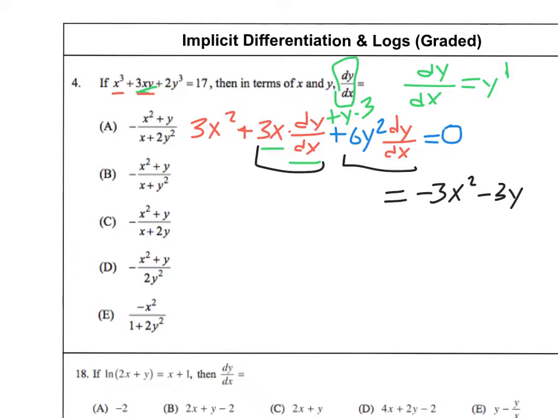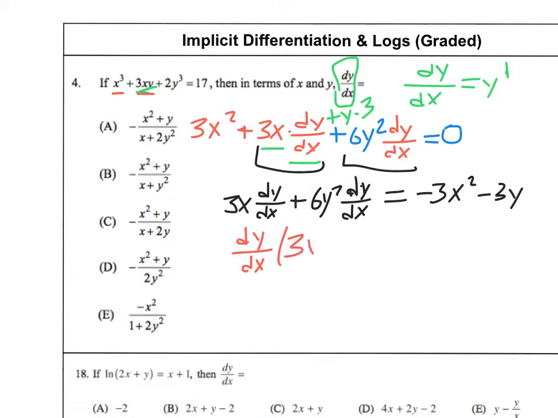And on the left side, we're left with 3x dy dx and 6y squared dy dx. I can factor out a dy dx. And when we do that, we get negative 3x squared minus 3y. Last part, let's divide by 3x plus 6y squared.